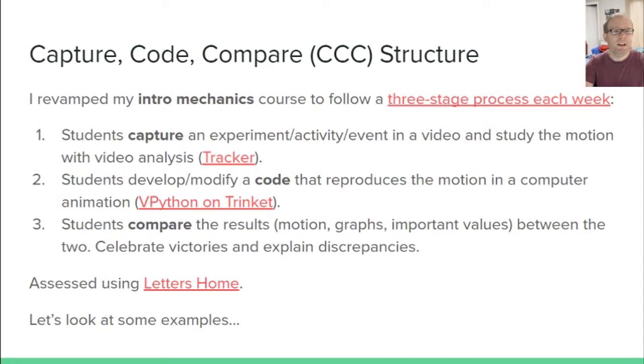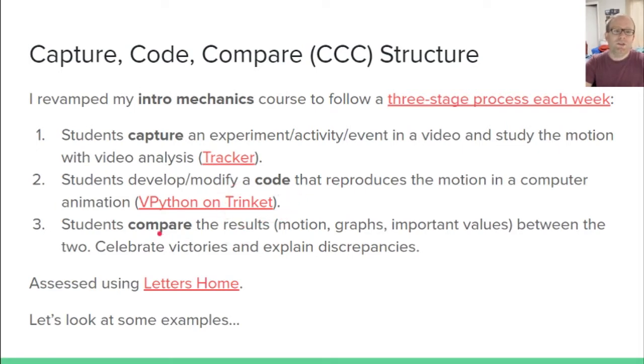So I revamped my Intro Mechanics course to follow this Capture, Code, Compare three-stage process. You can find the course page on Trinket at this link here. At the beginning of each activity, the students had to capture an experiment, an activity, some sort of event involving motion in a video, and then study that motion with video analysis using Tracker. In the second stage, students had to develop or modify a code that would reproduce the motion in a computer animation. For this, we're using VPython in the Trinket environment.